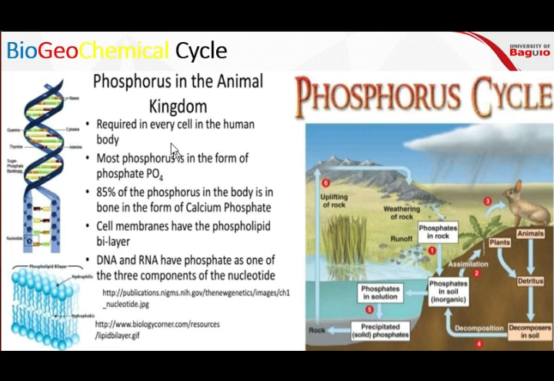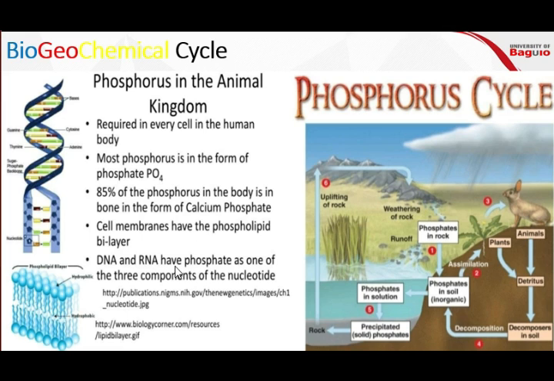So you see, we actually depend on phosphorus, which comes in the form of phosphate. Phosphate is its form inside our body. Most phosphorus is in the form of phosphate, that is PO4, and 85% of the phosphorus in the body is in bone, in the form of calcium phosphate. So what makes our bones stronger is the presence of calcium phosphate, and again, that is a form of phosphorus.